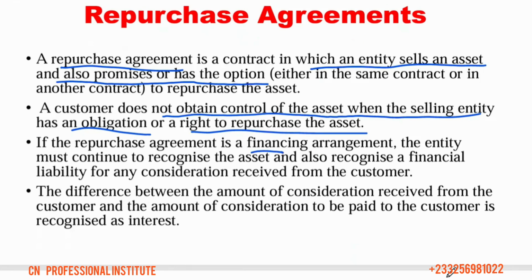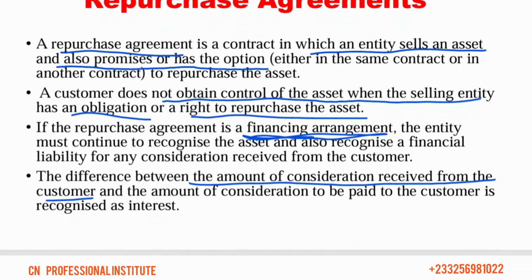And then normally repurchase agreements have what we call a financing element. They may have a financing element, okay? So the difference between the amount of consideration received from the customer and the amount of consideration paid to the customer is recognized as interest. Now, I'll use an example. There's an example below to illustrate that for you for better understanding.